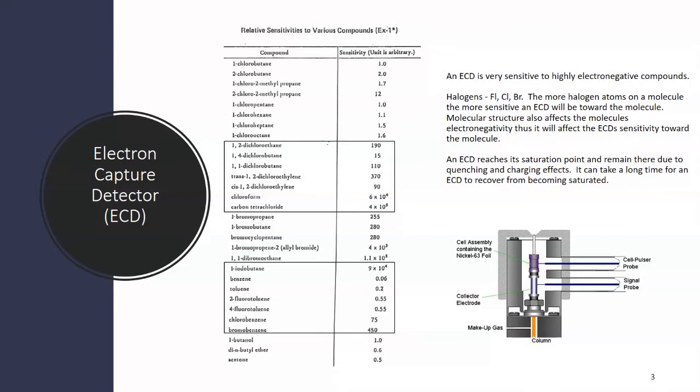Also, when large responses occur on the ECD with very high concentrations, the detector reaches its saturation point, and often the detector remains elevated for extended periods of time due to detector charging and quenching effects.